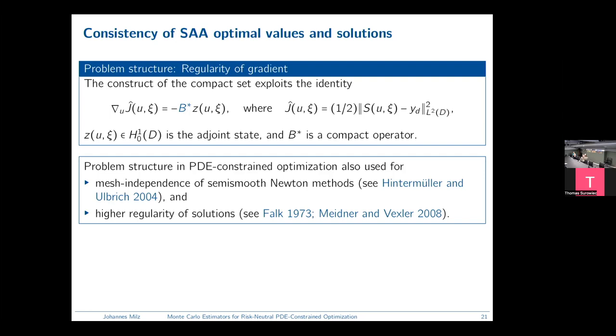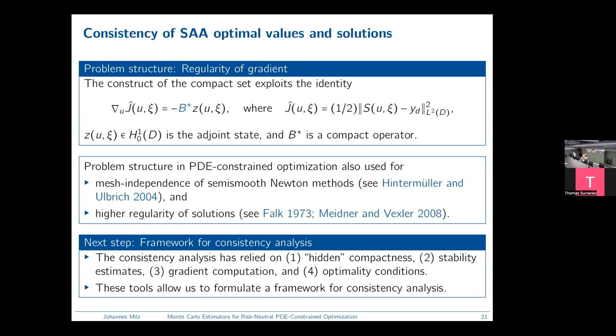And the next step is to discuss a somewhat general framework for consistency analysis. What we do now is formalize these four steps that we have been using to derive this compact subset into a framework. And the most critical part will be to have an identity, which I like to call the gradient identity, as shown in the first equation on the slide. So that our gradient is the image of a compact operator, in some sense.